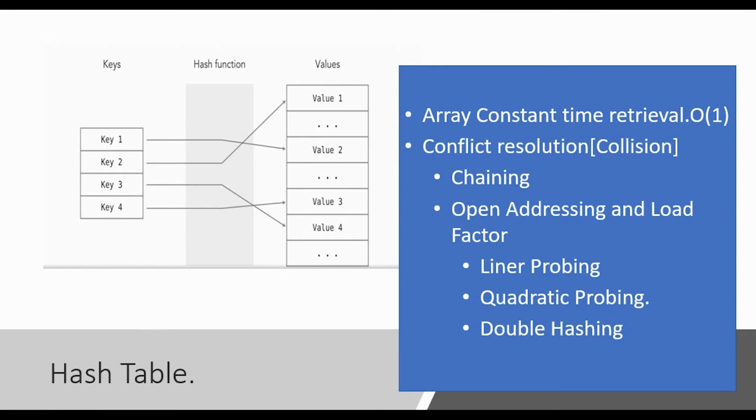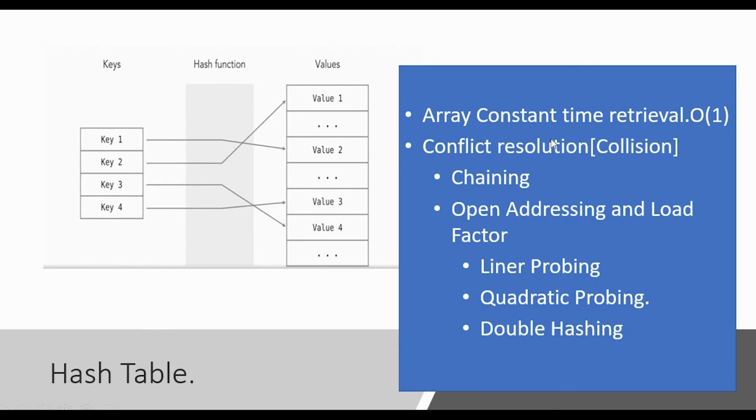Now I was talking about conflict resolution in previous slides. There are multiple methods through which conflict resolution is done. It is done using chaining, it is done using open addressing and load factor, and in open addressing there are also linear probing, quadratic probing, and double hashing. I'm not going into detail of it, but you should know the conceptual terms at this point in time, because those are very advanced topics and I don't want you to be bogged down with so much information.